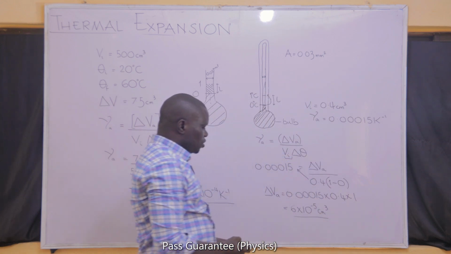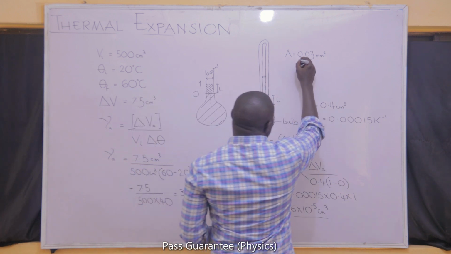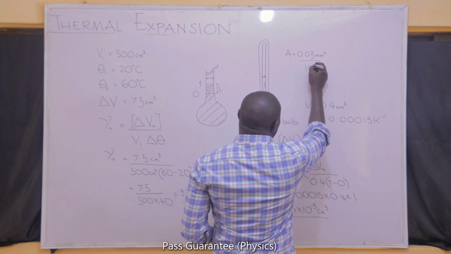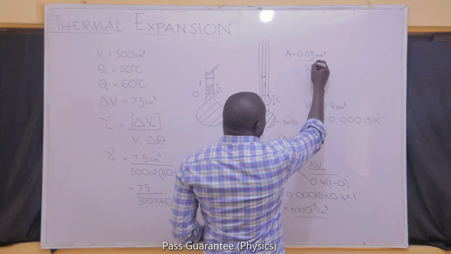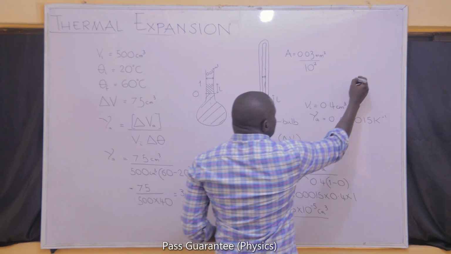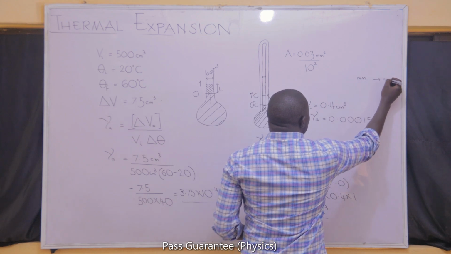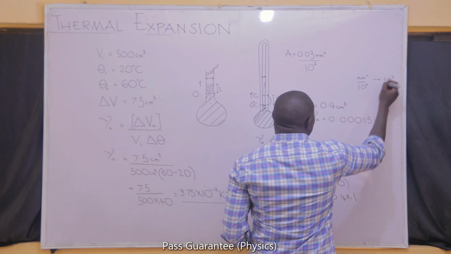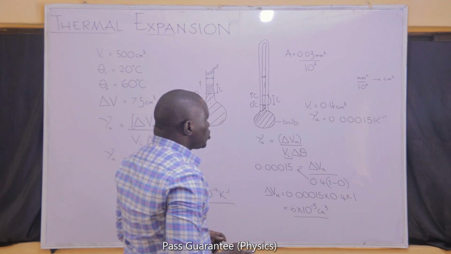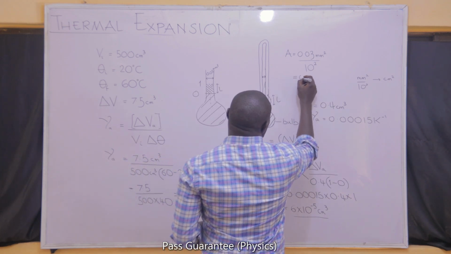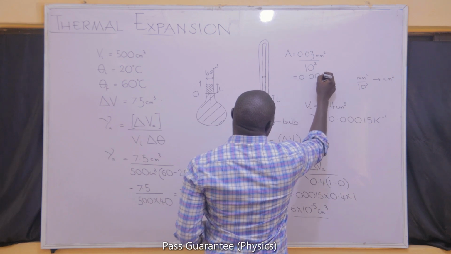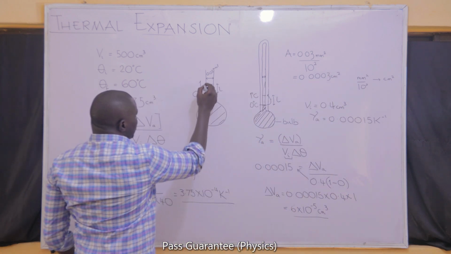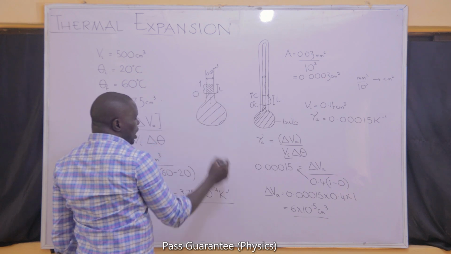The very first thing is to convert that area to centimeter squared, because I've got the change in volume in centimeter cube. Anytime you are changing from millimeters to centimeters, you divide by 10. But if it is squared, you have to square all the other items. So if I want to change from millimeter squared to centimeter squared, I'll divide by 10 squared. And that should give us 0.0003 centimeter squared.